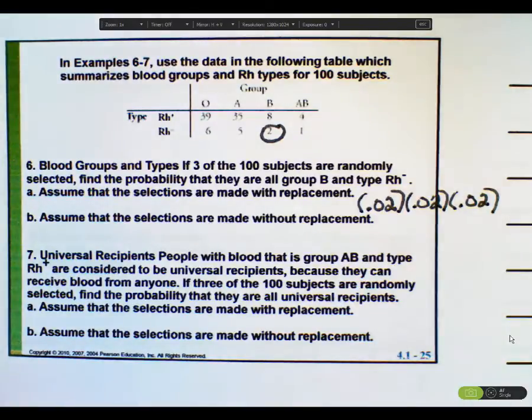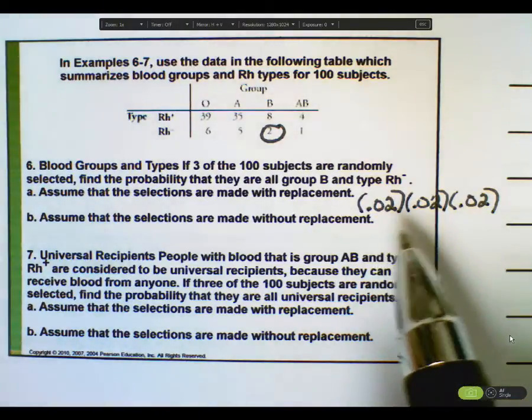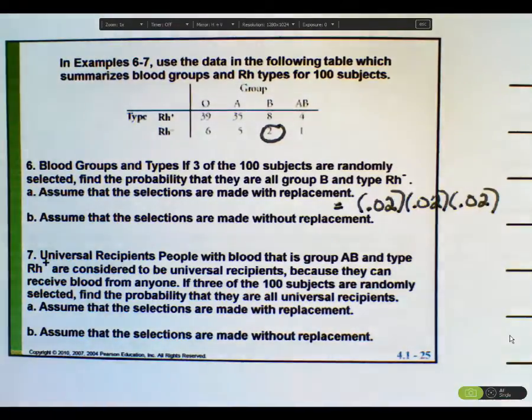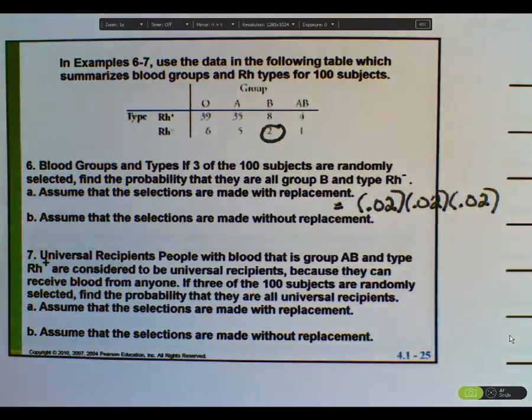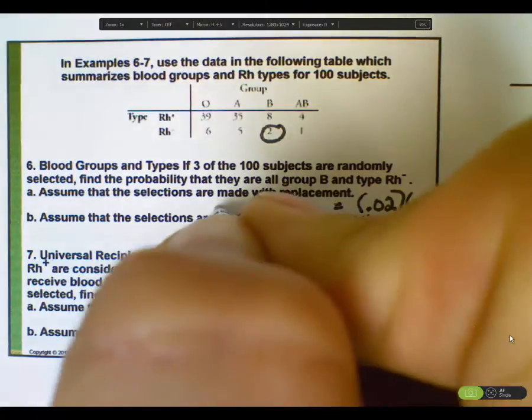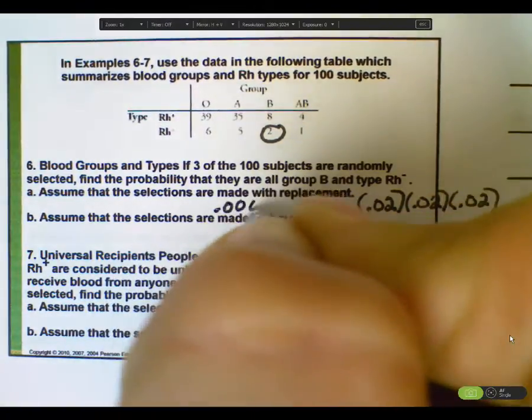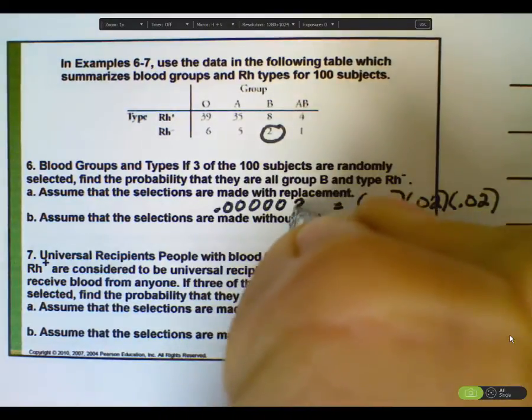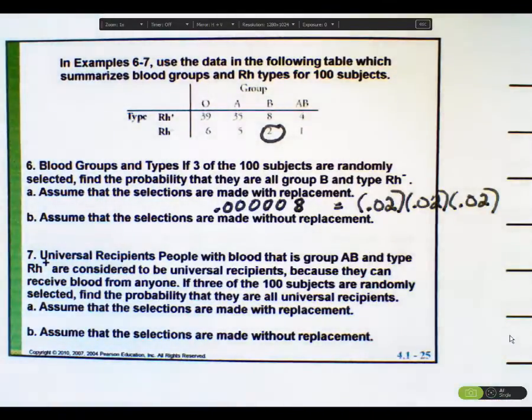So the probability that all 3 will be group B and RH negative is 0.02 times 0.02 times 0.02, or you could just enter it as 0.02 cubed. That is 5 zeros and an 8.